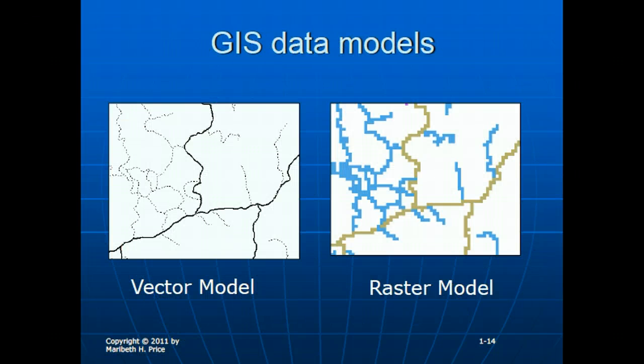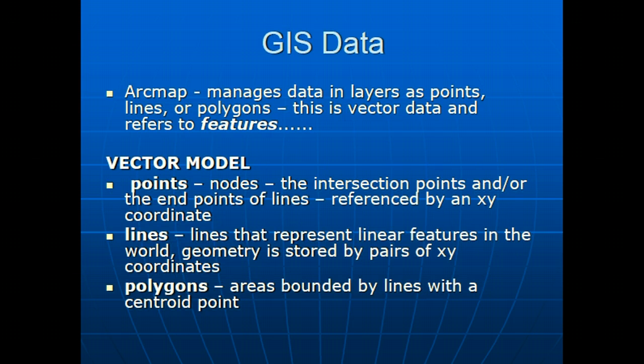The two most common data models used in GIS are the vector model and the raster model. The vector model uses features where they are represented by one or more pairs of XY coordinate values forming points, lines, or polygons. The raster model is a data model that uses rasters or numeric arrays to represent real-world features.